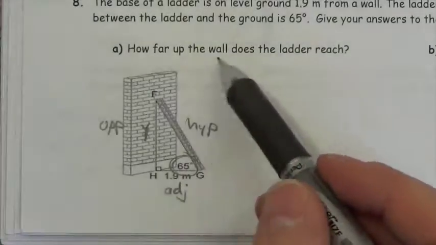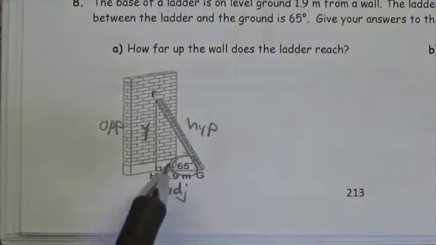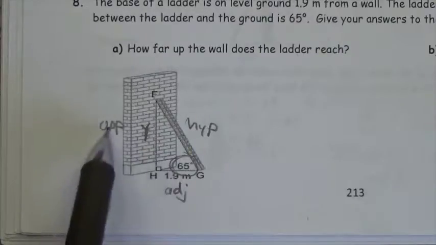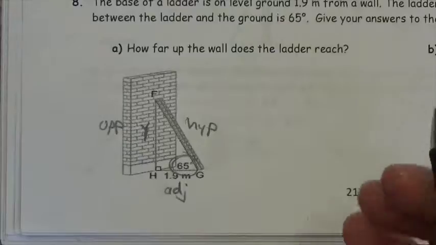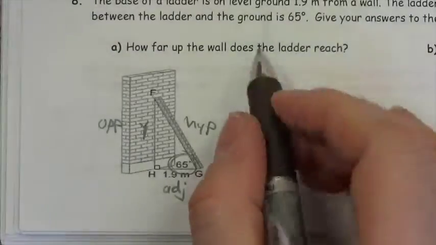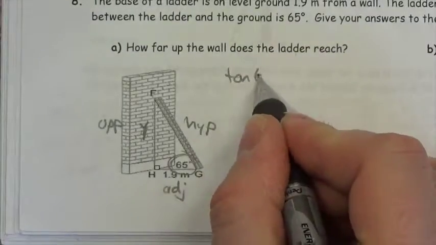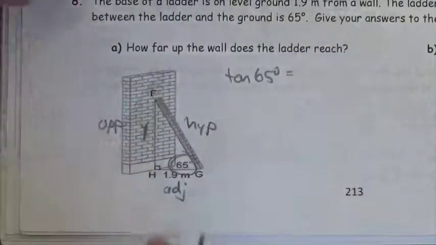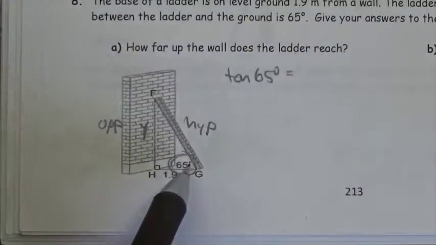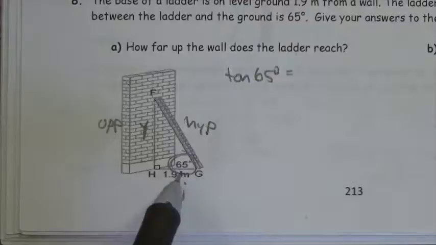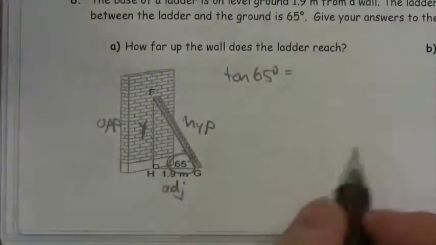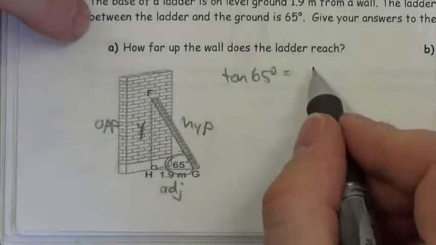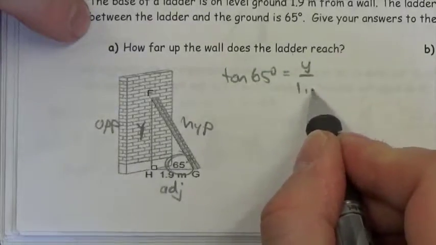So we're asked how far up the wall does the ladder reach? Well, I'm looking for the opposite side, and I know the adjacent side. So that's the tangent ratio. The tangent of 65 degrees is the same for every right angle triangle that has a 65 degree angle in it. That ratio is always going to be the same, and the calculator knows what it is. So that will be the same as y over 1.9.